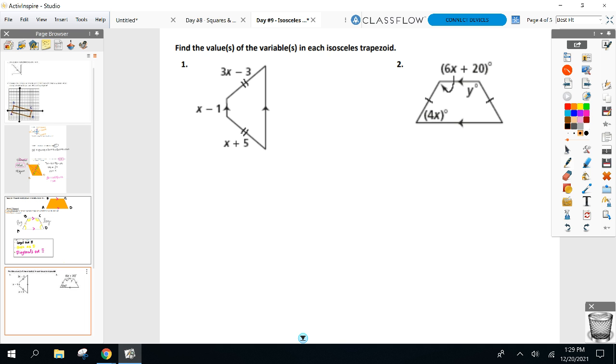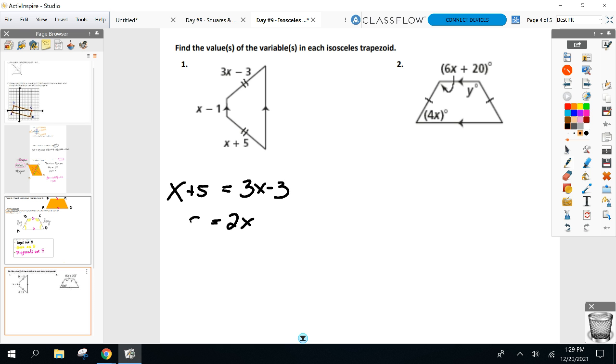Do I need all three to put into my equation to find x? No, I threw x minus 1 up there to mess with your mind, and hopefully it worked. The only thing I need is x plus 5 equal to 3x minus 3. You don't have to use everything. Only in a proof you should use everything. Right?